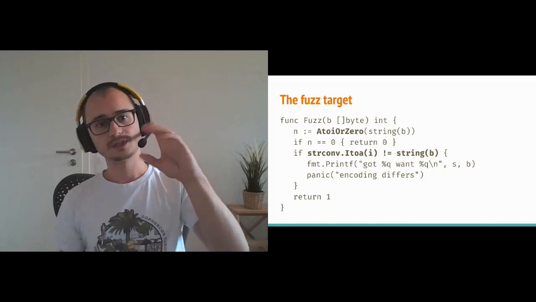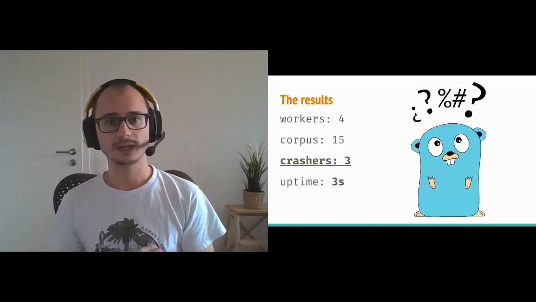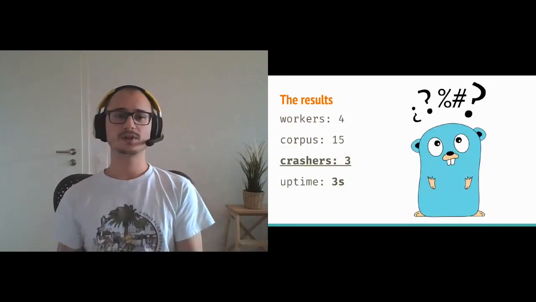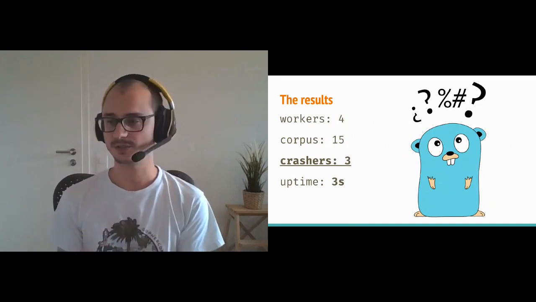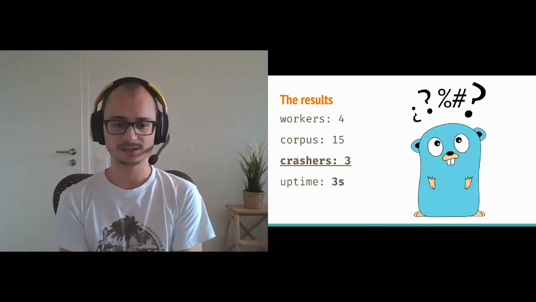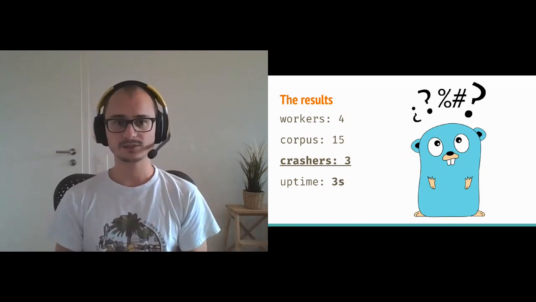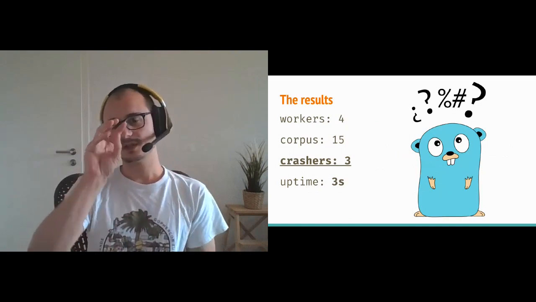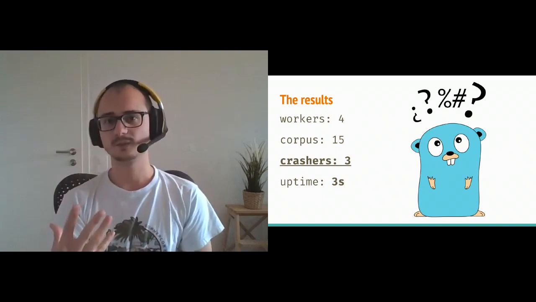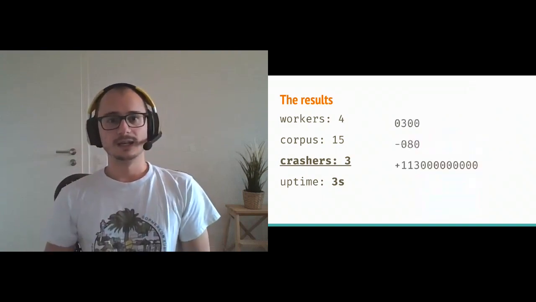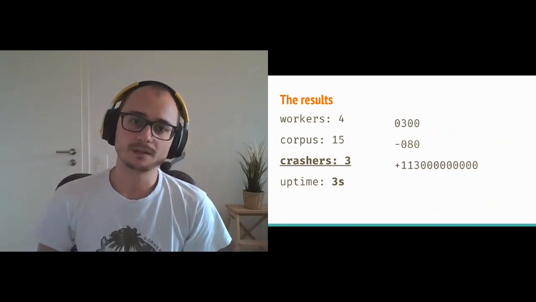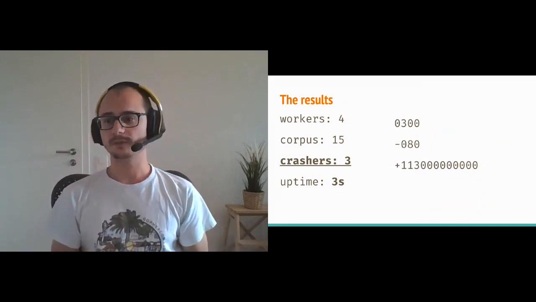And so I wrote this simple fuzz code, and after 3 seconds of running it, I found 3 crashers. So I found 3 instances that made my code not work as expected. Needless to say, that gopher represents my face when I was staring at the screen. And the crashers were simple. Numbers with zeros in front of them.